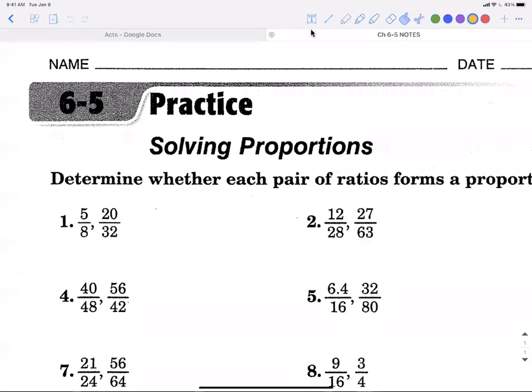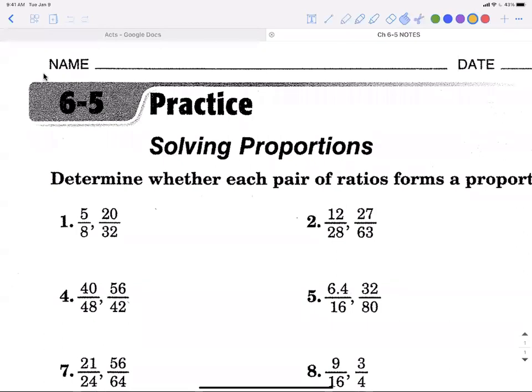All right, chapter 6-5 is solving proportions. And like I said, last week we did this. We've done it really ever since we've been talking about unit rates. When I showed you the long way to figure a unit rate, it was to set it up as a ratio. And anytime you have a ratio with one unknown, you always do the butterfly, right? You cross multiply and you can solve the proportion.